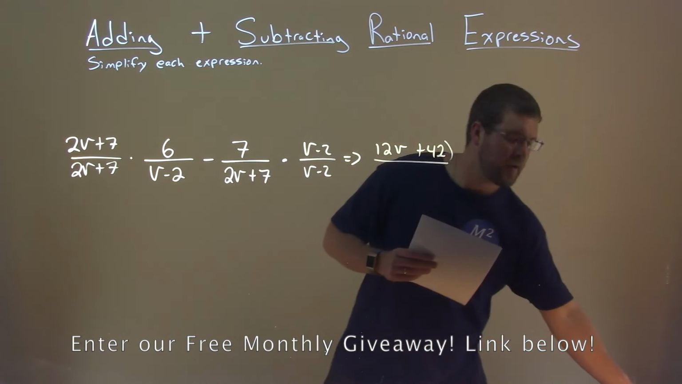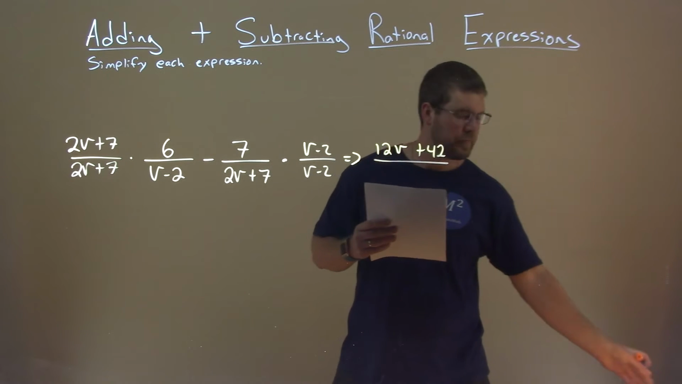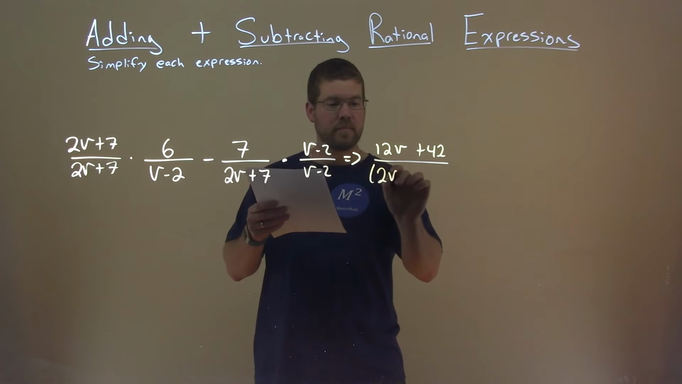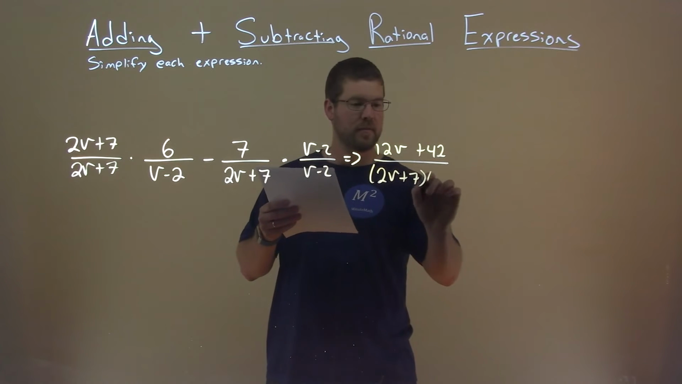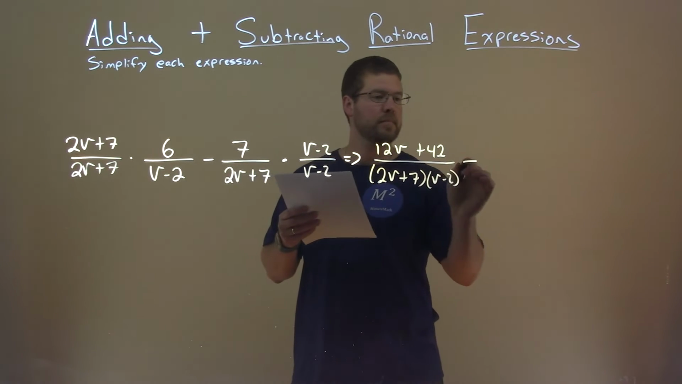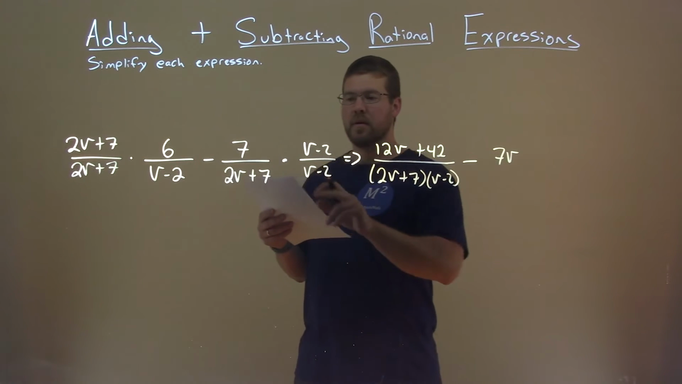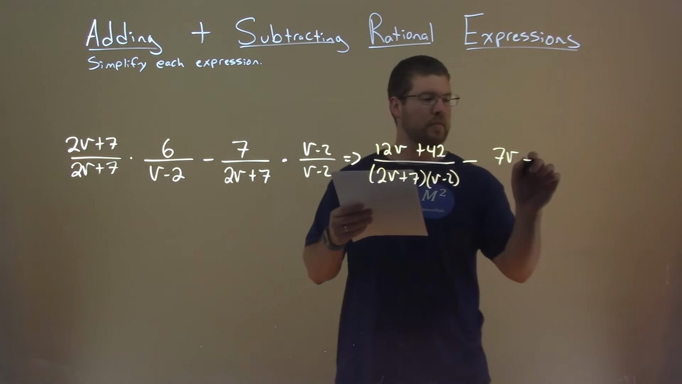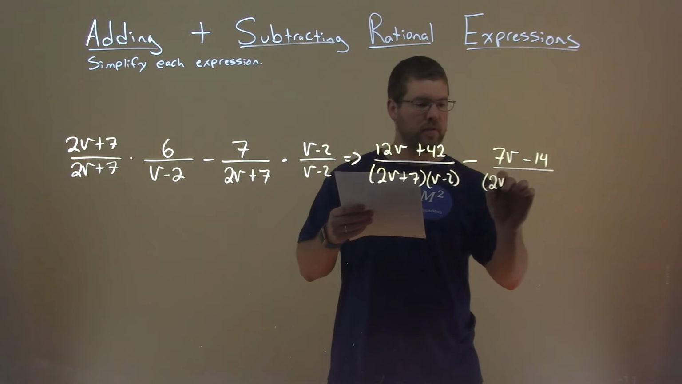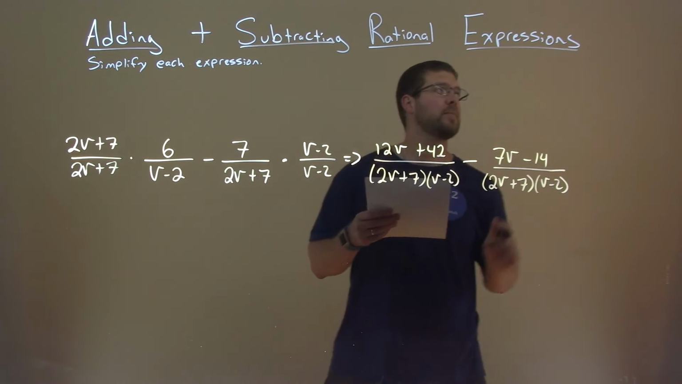Oops, don't need to put a parenthesis there. Getting ahead of myself. Denominator here is, well, that 2v plus 7 times v minus 2. Now we're subtracting. 7 times v is 7v. 7 times negative 2 is a negative 14. All over, again, same denominator. 2v plus 7 times v minus 2.